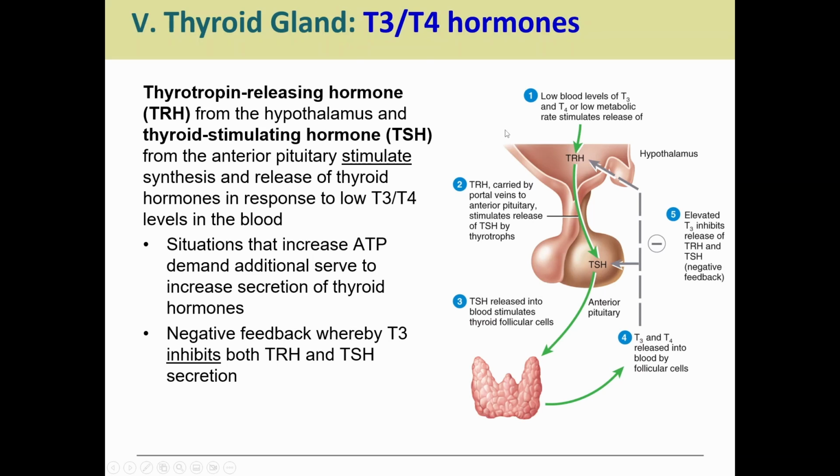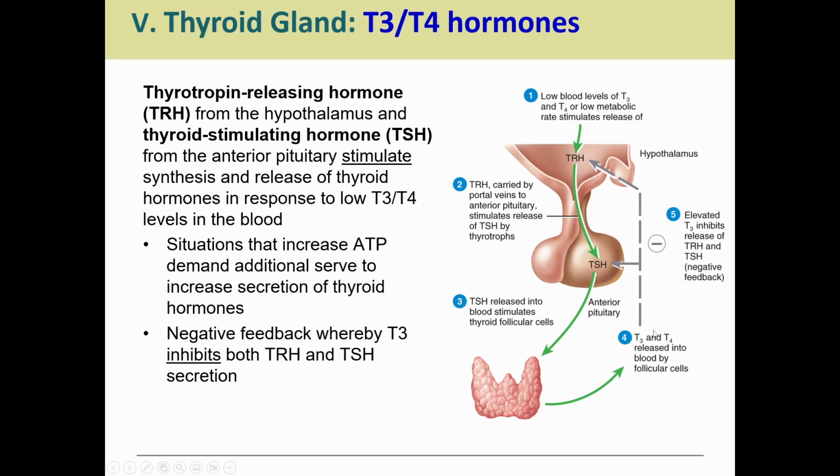So in this case, we're starting off with T3 and T4 low, or our metabolic rate's low. And so that's going to be picked up by the hypothalamus. Hey, these levels are low. So the hypothalamus senses this, right? We then release TRH. TRH is received by the anterior pituitary, right, through the portal veins. This is going to stimulate the anterior pituitary to release TSH by the thyrotrophs. That gets into the bloodstream. TSH stimulates the thyroid, right, in the follicular cells. The follicular cells release T3 and T4.